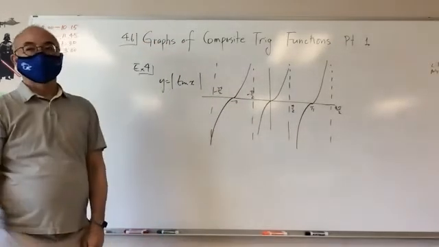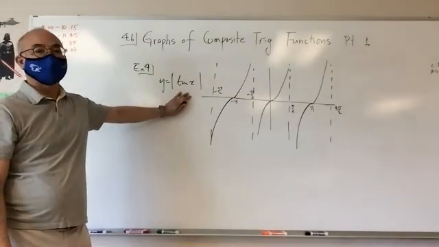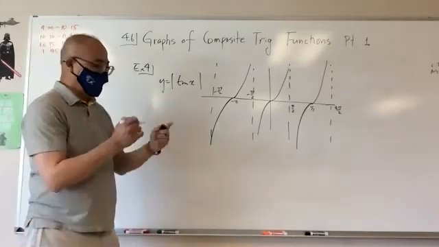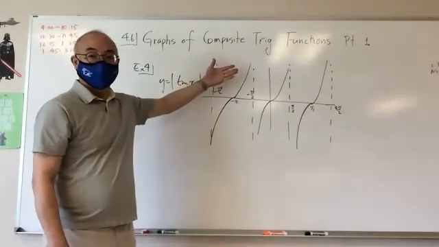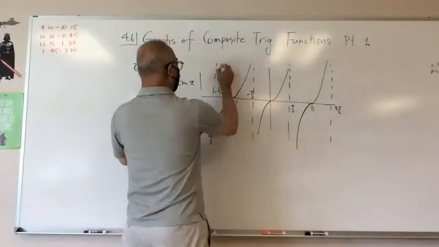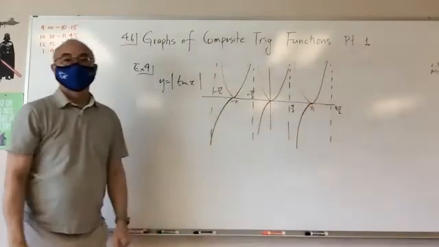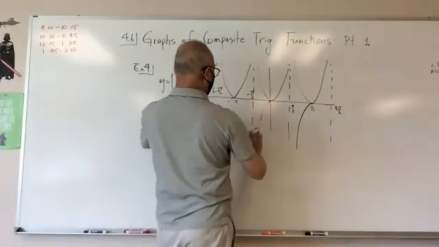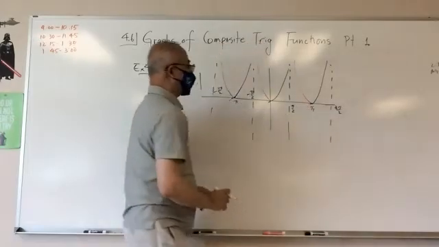Okay. But we're doing the absolute value of it, which means that if it is negative, it becomes positive. So we're going to take whatever is in the negative part and we're going to flip it over. Right? So it's going to look like this, right? So these are all going to go away. It's going to look like this.